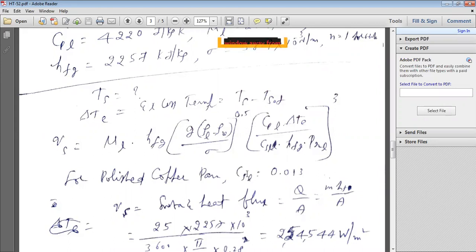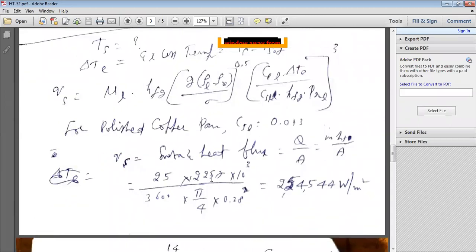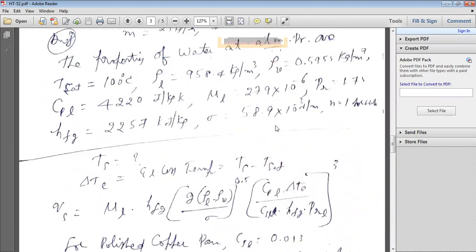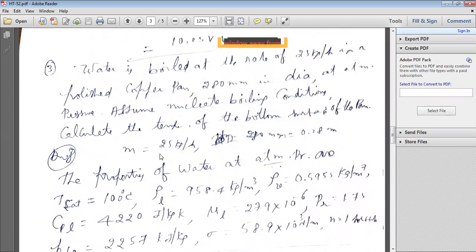You are heating the water in the copper pan. That's why for the copper pan, the constant C from surface to liquid is 0.013. So from this, how do you calculate the surface heat flux? Capital Q by area. For 1 kg, the latent heat of evaporation is 2257 kilojoules required for 1 kg of boiling. But here the water is boiled at the rate of 25 kg per hour.